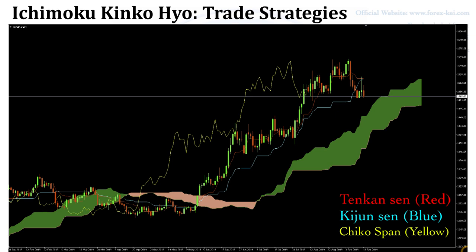So when the market is in a consolidation, all the lines are lined up horizontally. So you place lines like support, resistance, and trend lines like this, and you trade accordingly.